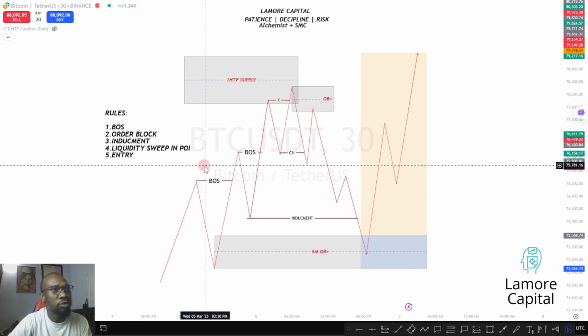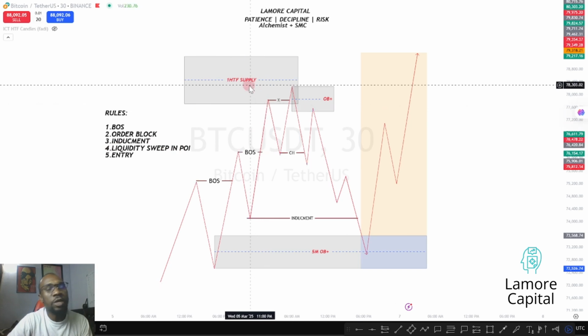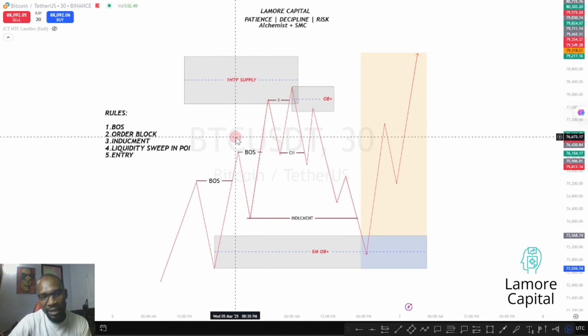So now, after identifying what an inducement is, the fourth rule is liquidity sweep inside my point of interest. Now I use two time frames to analyze the market. I use the 1 hour time frame to see the overall picture and to know where the market is actually heading to.